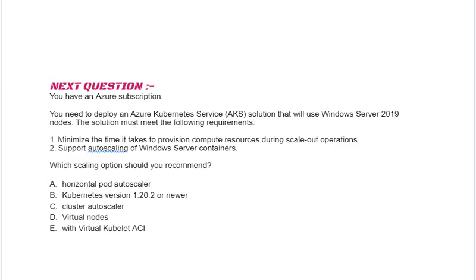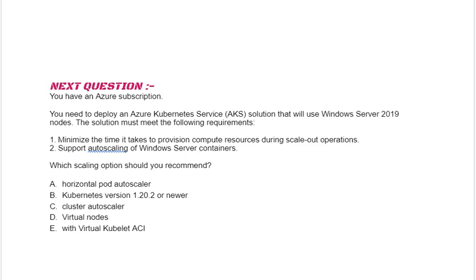Next question is, you have an Azure subscription. You need to deploy an Azure Kubernetes Service (AKS) solution that will use Windows Server 2019 nodes. The solution must meet the following requirements. First, minimize the time it takes to provision compute resources during scale-out operations. Second, support autoscaling of Windows Server containers. Which scaling option should you recommend?